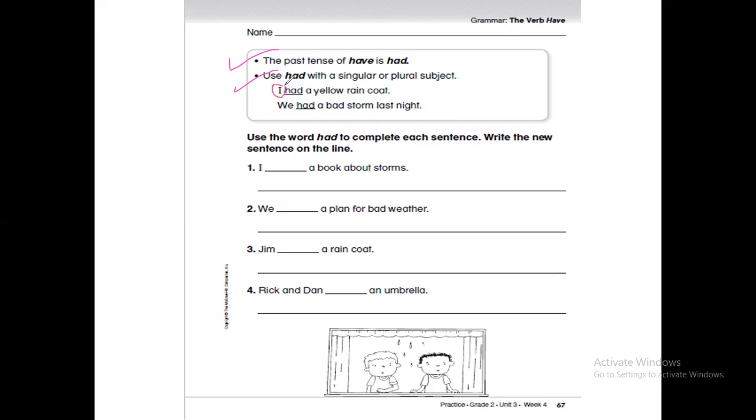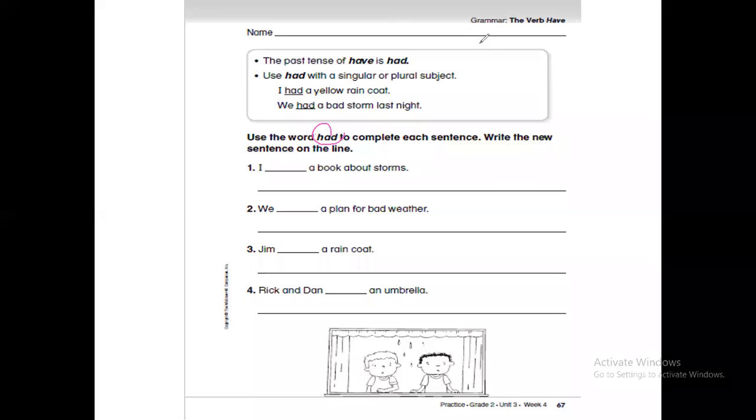I is a singular subject, but we used had. We is a plural subject, and we use had. So we're going to use had with all the subjects in the past. Now they said use the word had to complete each sentence. So we're going to use had. Write the new sentence on the line.